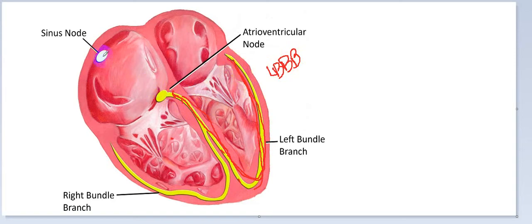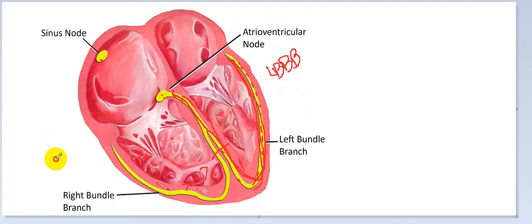So what happens is that when the impulse signal comes from the SA node to the AV node, it goes immediately to the right side, because the right side is intact and so it functions properly. And so after it hits the right side completely, then it makes its way over through the septum to the left side, and then it depolarizes the left side.